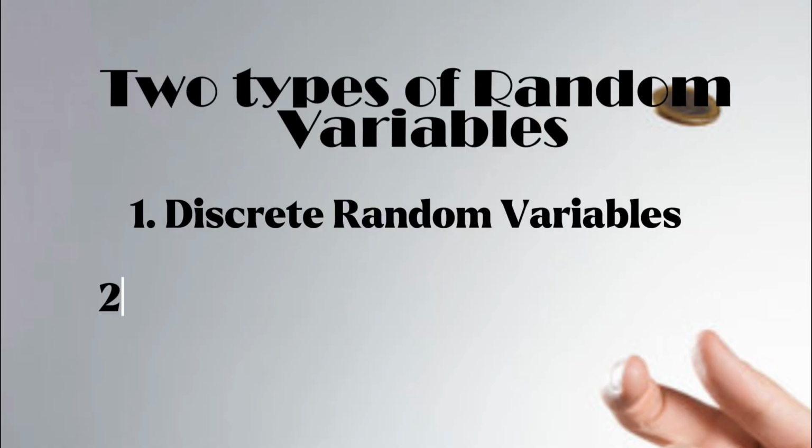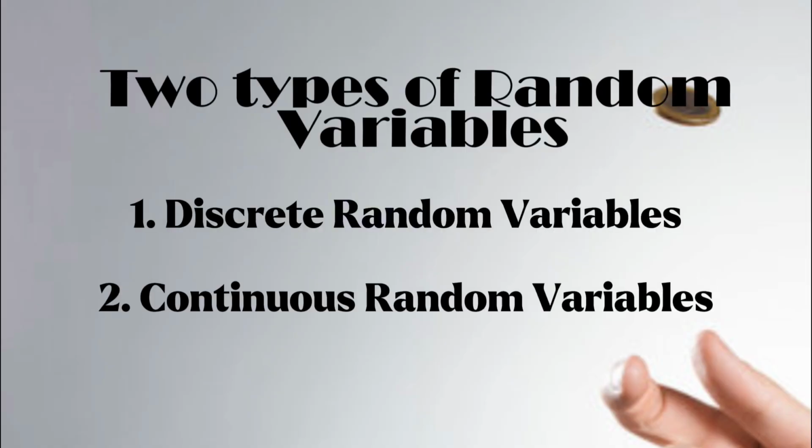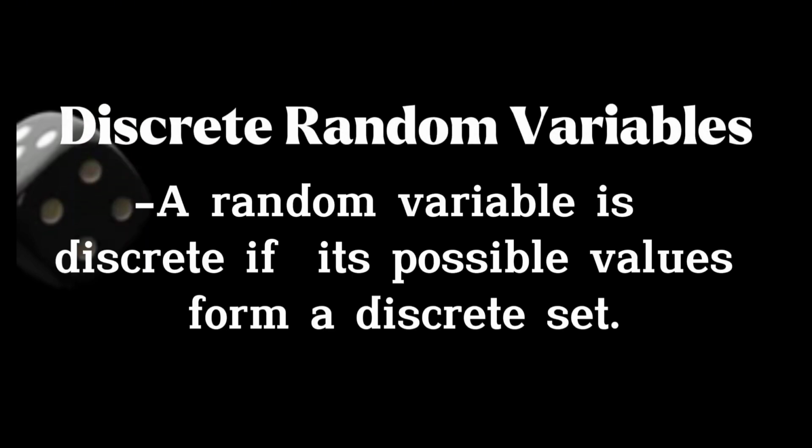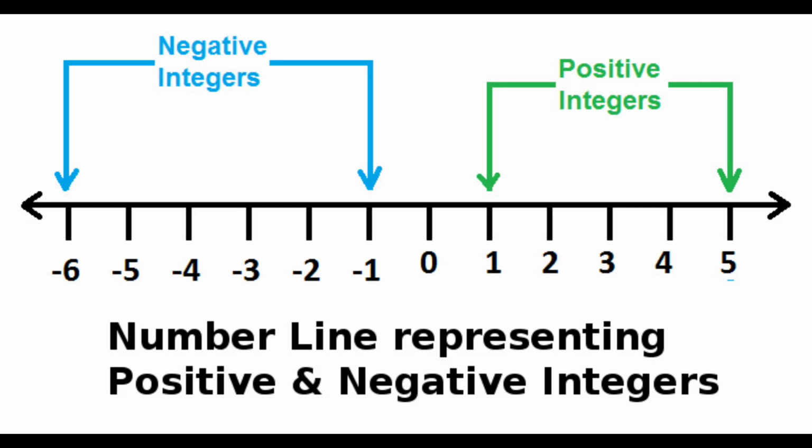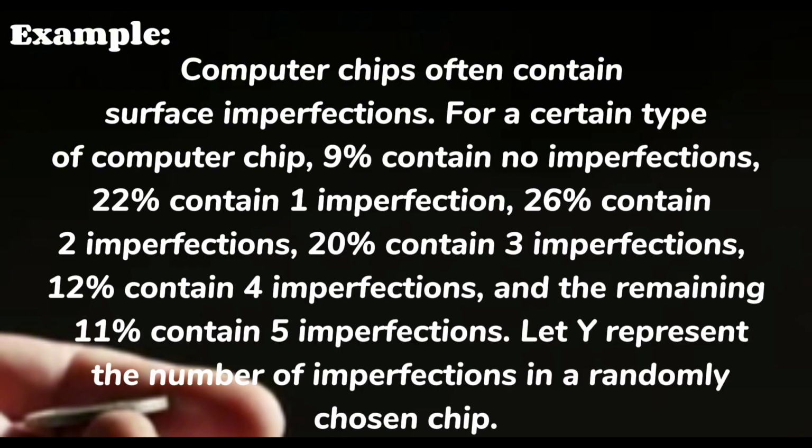There are 2 types of random variables. First is discrete random variables, and the second is continuous random variables. A random variable is discrete if its possible values form a discrete set. This means that if the possible values are arranged in order, there is a gap between each value and the next one. The set of possible values may be infinite. For example, the set of all integers and the set of all positive integers are both discrete sets. So now, an example of discrete random variables.